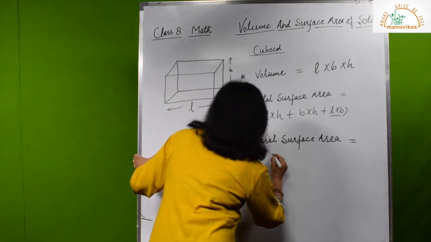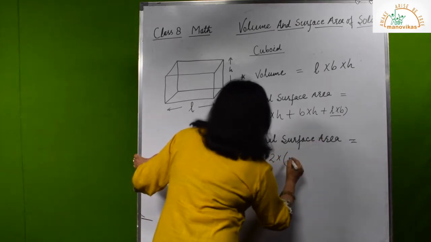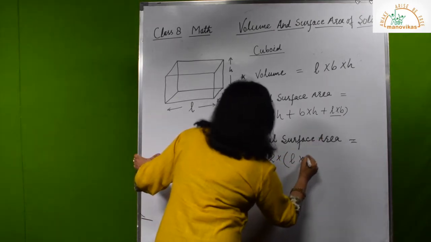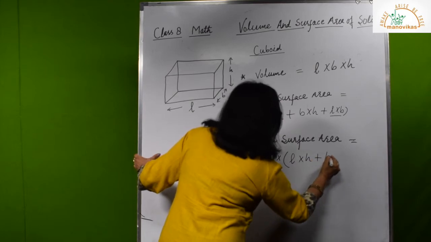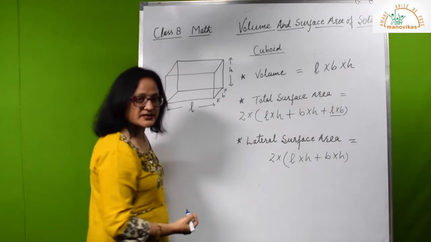This is again twice of, because two faces of the same kind. Remove this L into B. So this is length into height plus breadth into height. This is the lateral surface area.